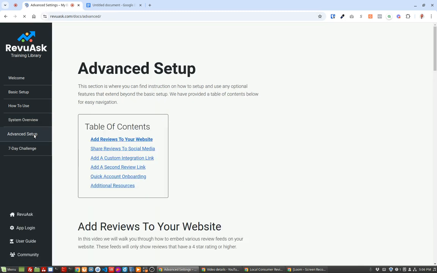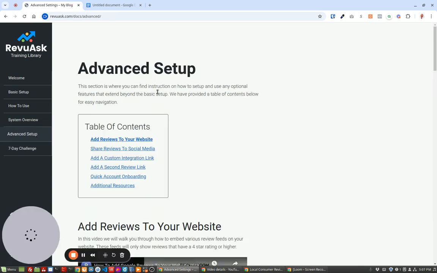Advanced setup, this is just going to be, it's not really advanced as much as it is just the extra options outside of the basic, just more of the optional setup items that not everyone's going to do, that we didn't want to overcomplicate the basic setup with. And so you can come here, find those, just come down. You got a table of contents. We've made it easy. Just click where you want to go and it'll jump to the video.